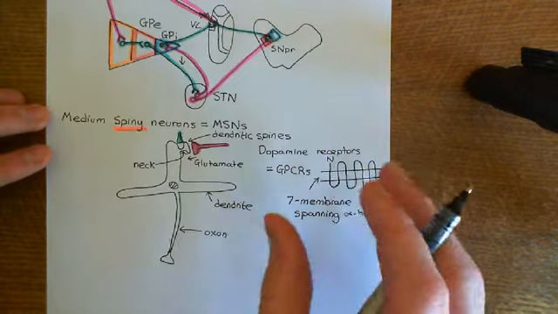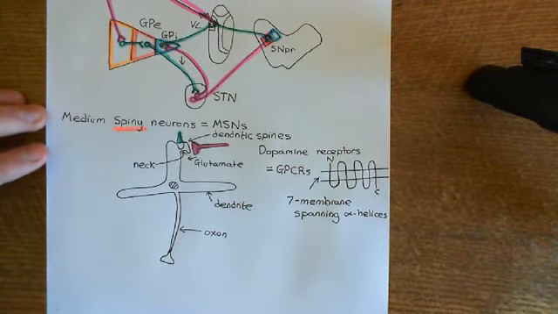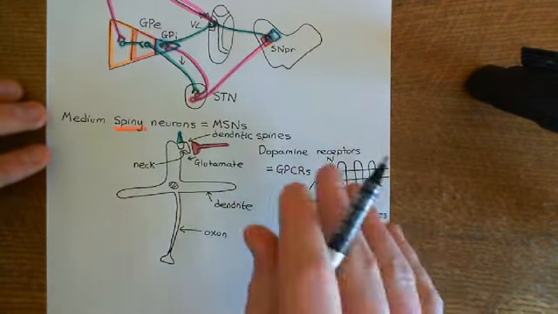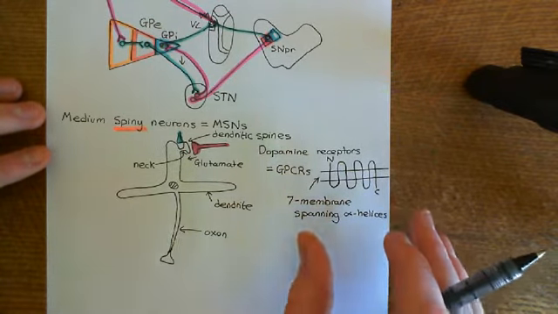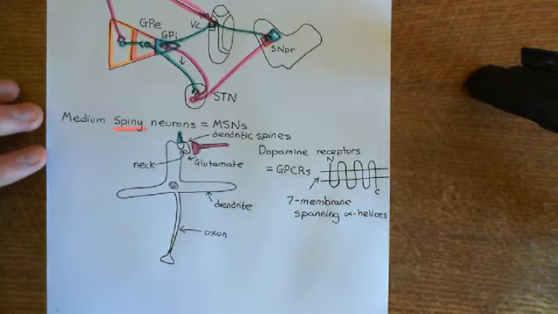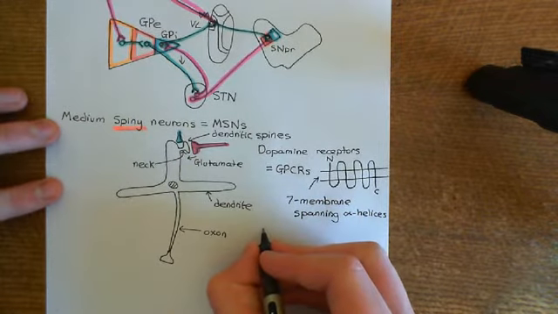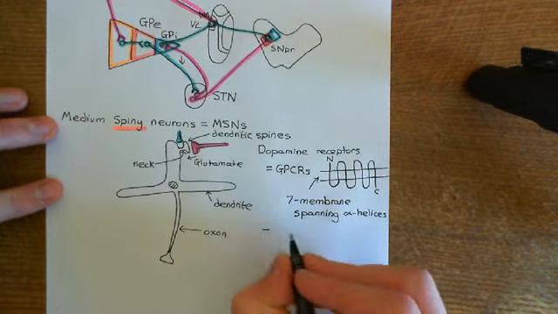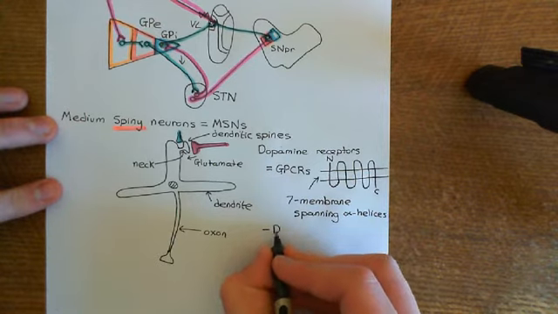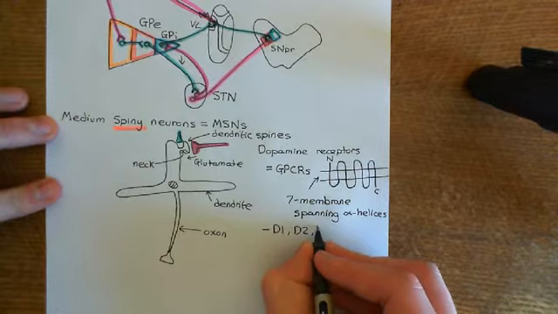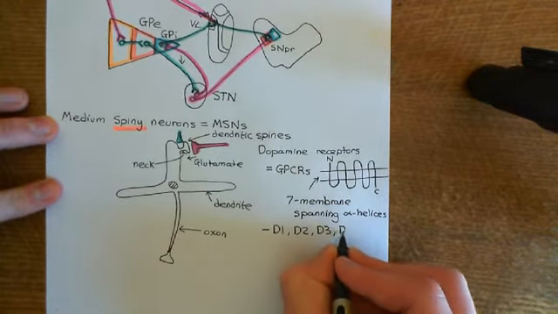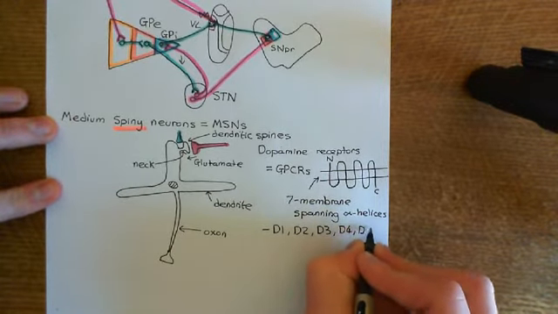So they're not going to cause changes in the ion flow across the cell membrane. Instead, they're going to activate all sorts of protein cascades inside the cell, which are going to affect the cell that way. There are 5 different dopamine receptors in humans, and they're cunningly labelled D1 for dopamine receptor 1, D2, D3, D4, and D5. So that's very nice.